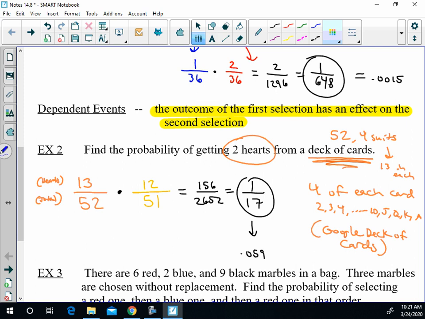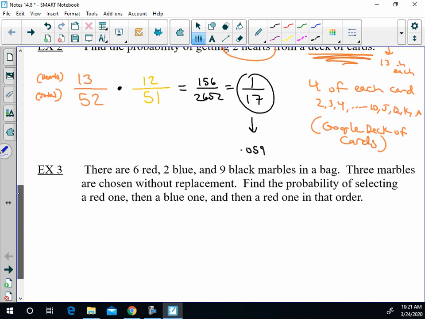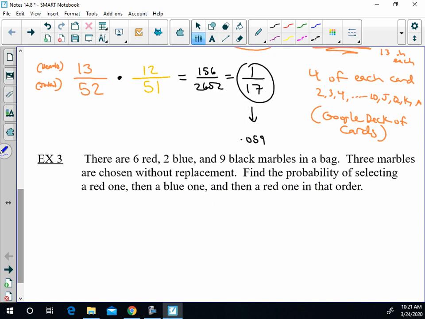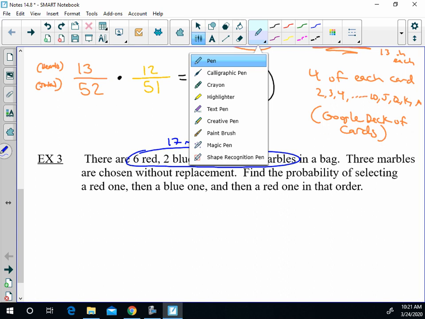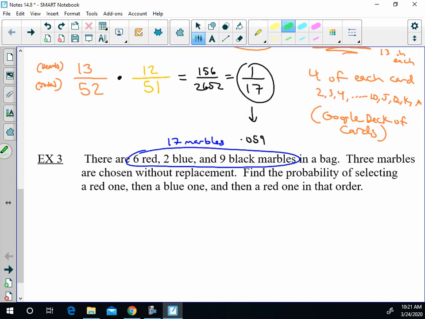Alrighty. And last but not least, there are 6 red, 2 blue, and 9 black marbles in a bag. First thing we should do right here is get a total. How many total marbles? There are 17 marbles. 3 marbles are chosen without replacement. Actually, let me do this. Let me highlight it. What does without replacement mean?